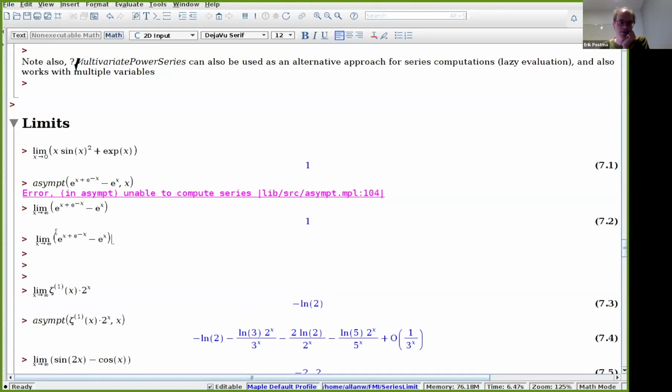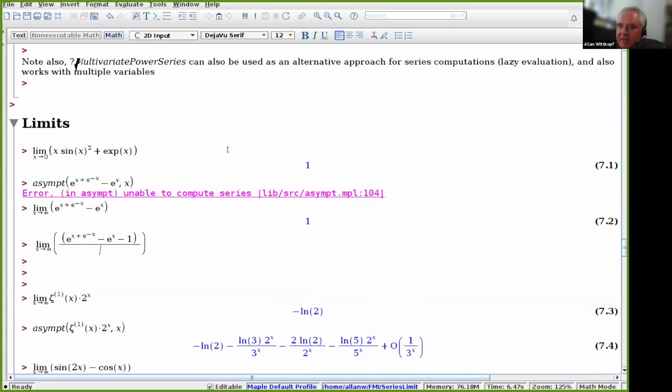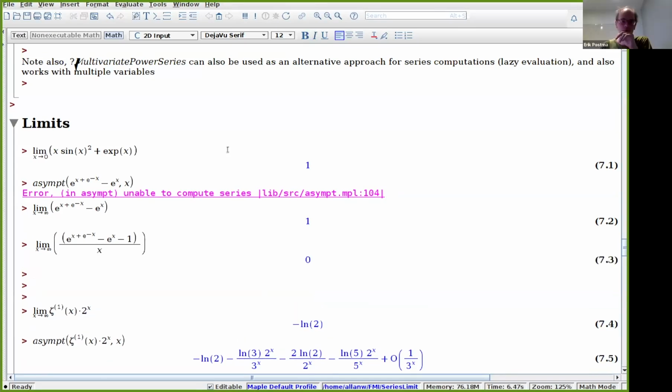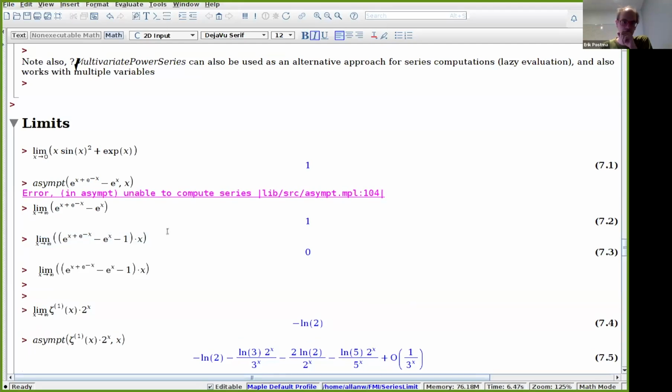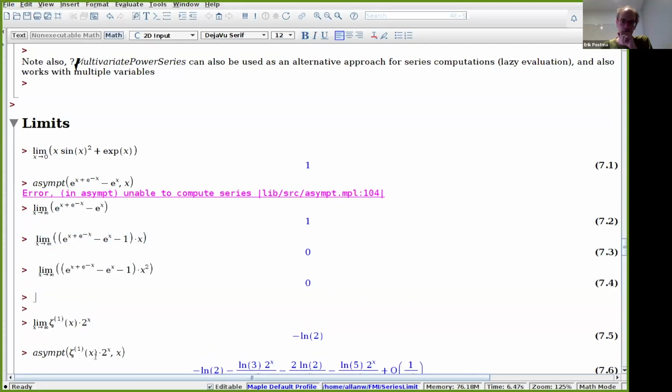So let's do it. I just did it, so I know it will give a good result. Okay. So we'll take the limit of this, minus 1, over x. You want to multiply by x because we're going to infinity, right? Yeah. So that turns 0. And then I tried with times x squared, and that also returns 0.